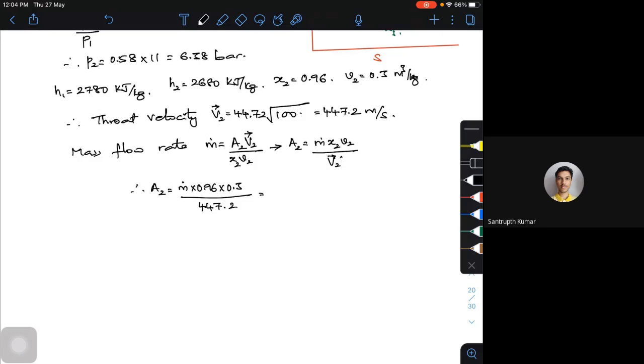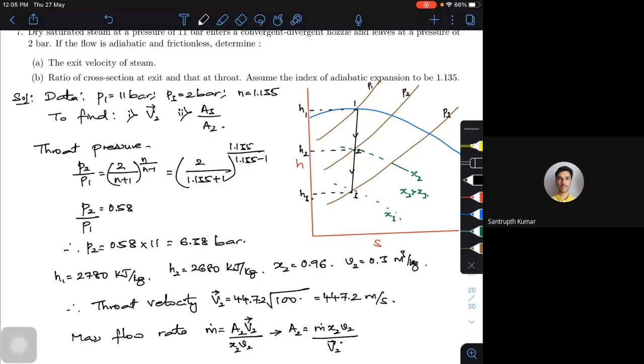447.2. So if I try to substitute this, I am getting around 6.44 into 10 to the power of minus 4, or 0.00064 m dot. Okay, I am getting around 6.44 into 10 to the power of minus 4 into m dot. Now I will proceed further.